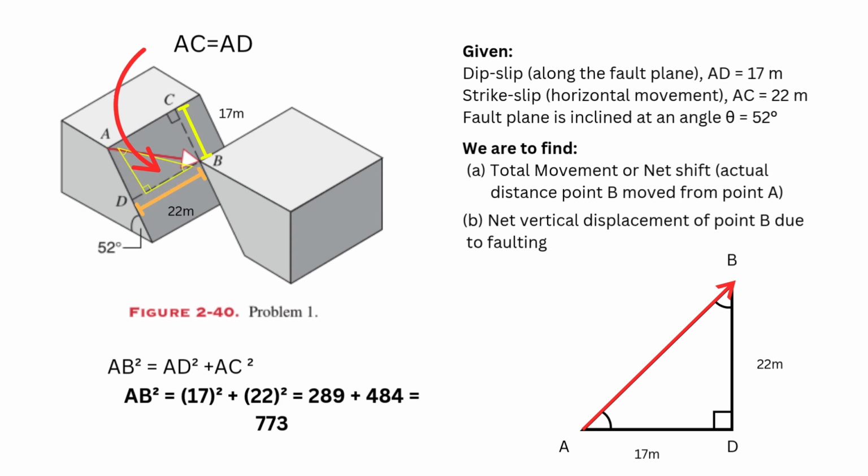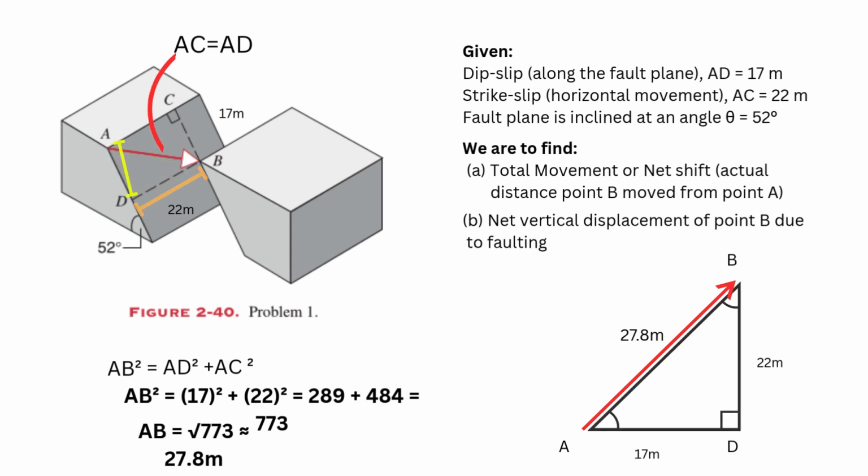Let's do the math. 17 squared is 289. 22 squared is 484. Add them up. 289 plus 484 equals 773. Now take the square root of 773. That gives us 27.8 meters. So the total movement of the ground is 27.8 meters.